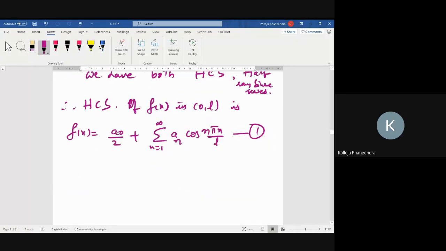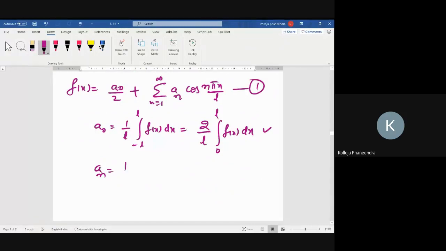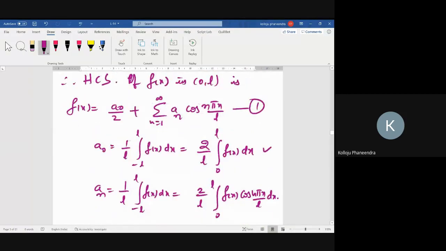Actually, now what is the interval? Minus L to L now. So a naught equal to 1 by L integral from minus L to L. We are extending the function to get the Fourier series. So this becomes 2 by L integral 0 to L f of x dx. You remember this directly, 2 by L. Similarly, what is the an value? 1 over L integral minus L to L f of x cos n pi x by L dx, and this is 2 by L integral 0 to L f of x cos n pi x by L dx. This is the half-range cosine series.